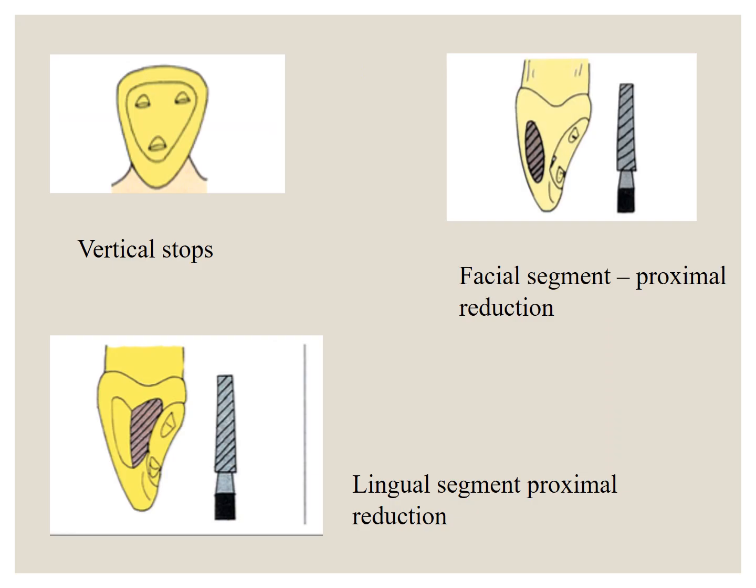So now you can see these are the vertical stops. These are the facial segments, the proximal reductions. Here is the lingual segment, proximal reduction. So you can appreciate how it's been done.